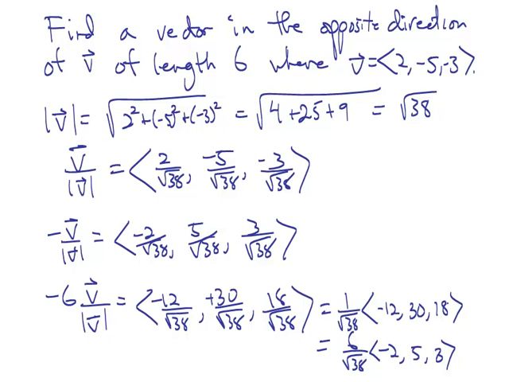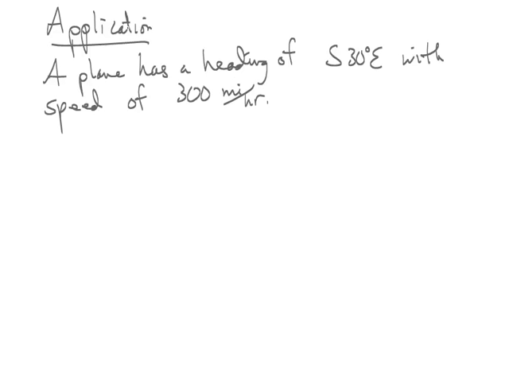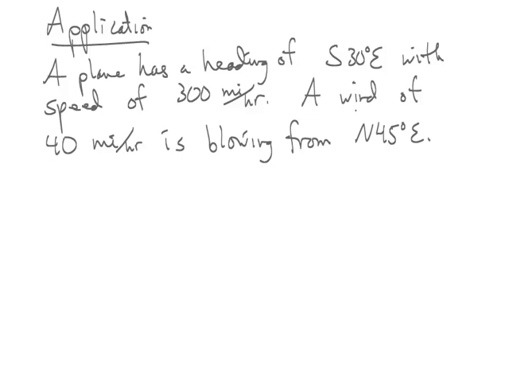Okay. So we're going to conclude then with one application problem here. I think you'll have a couple that you can look at using vectors. Let's suppose that a plane has a heading of south 30 degrees east with a speed of 300 miles per hour. Let's also suppose that a wind of 40 miles per hour is blowing from the direction of north 45 degrees east. That, of course, is going to affect the course of the plane. That's what we want to find. We want to find the true course of the plane.